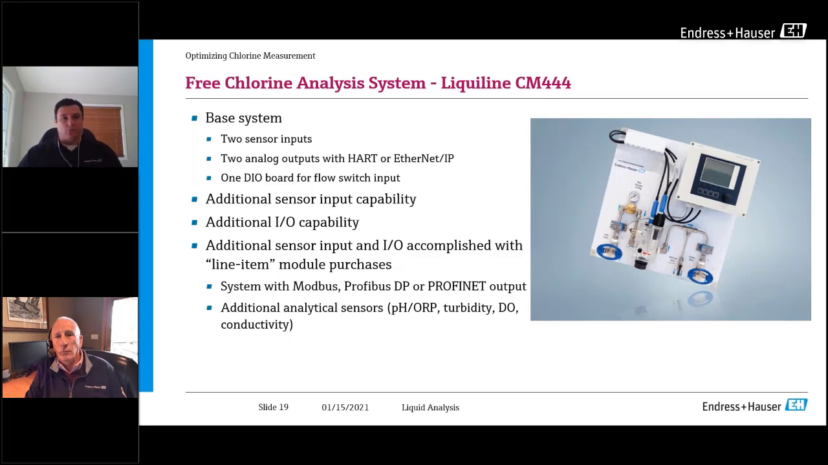The nice thing about our CM444 transmitter is it's expandable, meaning if we were to open that up, there's going to be a few empty slots in there, and that allows us to add in additional sensors to it. Let's say you want to get a conductivity reading or a turbidity reading. We can run that through this same transmitter without you having to buy multiple transmitters for multiple measuring points. And then if you have other digital communications that you need, Modbus, Profibus DP, Profinet, we have the ability to modify the transmitter to include those with it also.